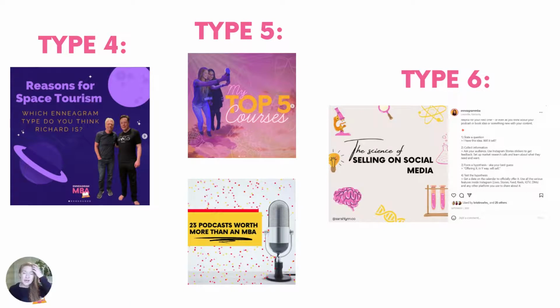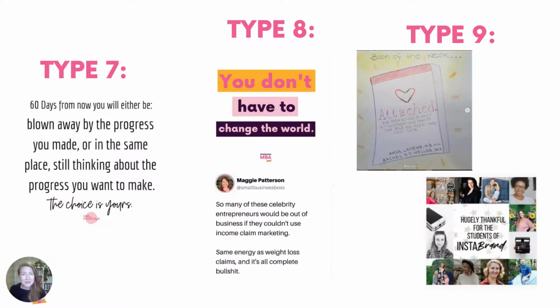Type 6, I had shared the science of selling on social media. And so I talked about the key things to think about when you're selling yourself, your services on social media. I tried to channel that 6, break it down to bite-sized pieces like the 6 is so good at. Type 7, here's a piece of content that I did about imagining even just 60 days from now. You'll be blown away by your progress, or in the same place, still thinking about the progress you could have made. The choice is yours.